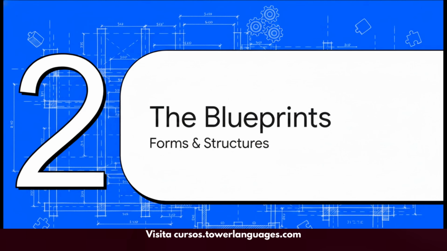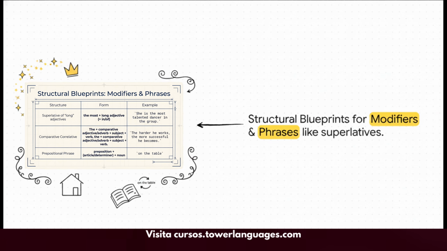Okay, foundation's poured. Now let's look at the actual blueprints. We're talking about the specific forms and structures. You know, the phrases and clauses. These are literally the building blocks for every single sentence your students will ever write or say. And look at this. It shows so clearly how modifiers and phrases follow these predictable patterns. It's like a recipe, right? For a superlative, you take the most and add a long adjective. Boom. For a prepositional phrase, preposition plus a noun. Done. The big thing you need to get across to your students is that this isn't just random stuff they have to memorize. No way. These are reliable formulas they can use over and over to build better, more descriptive sentences.